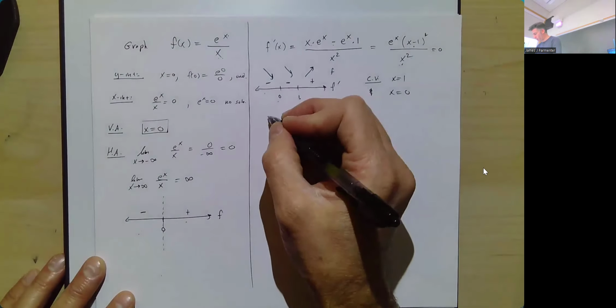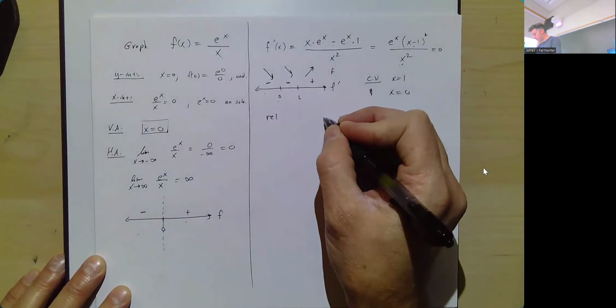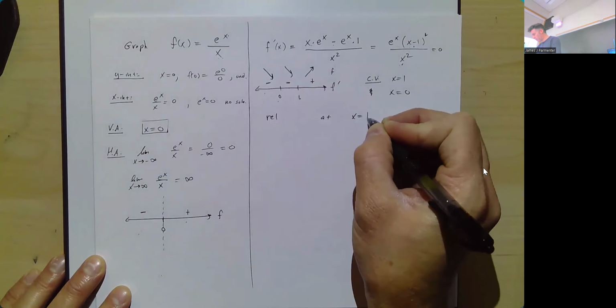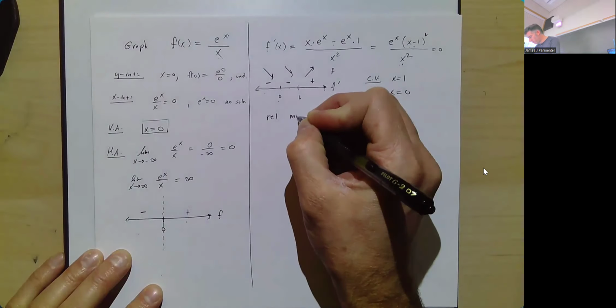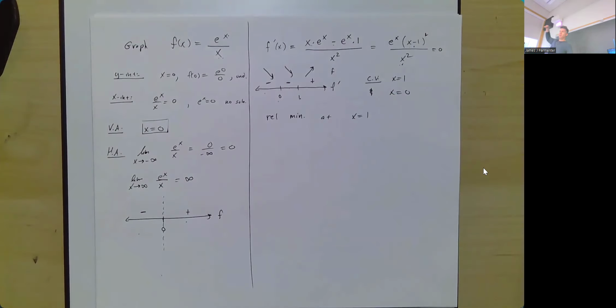So I have a relative something at x equal to 1. Is my something at x equal to 1 a maximum or a minimum? Minimum. Relative minimum. Because the function was decreasing and then it was increasing.